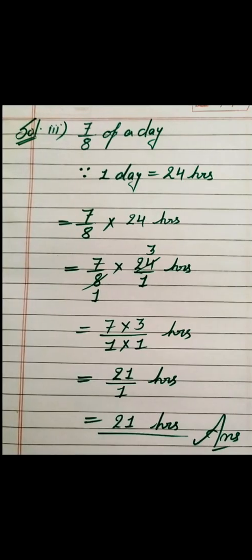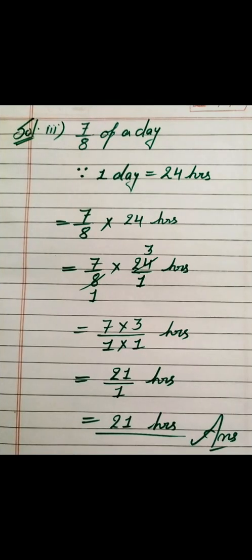Now next, here we have to find 7 upon 8 of a day. How can we solve such a type of question? In this type of question, we convert this "of" into multiply, and the unit which is after "of" is converted into its lower unit. As we know, 1 day equals 24 hours. So we replace this 1 day by 24 hours. Now again this 24 can be written as 24 upon 1, and this unit hours will continue till the answer, and we will simplify the numbers only.